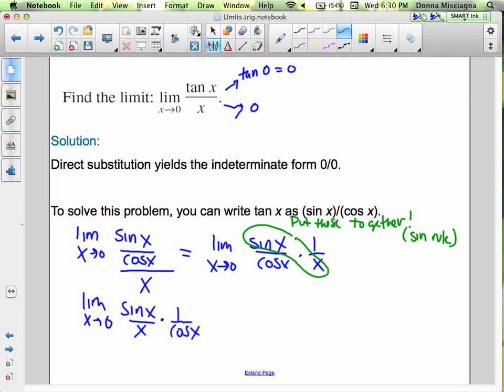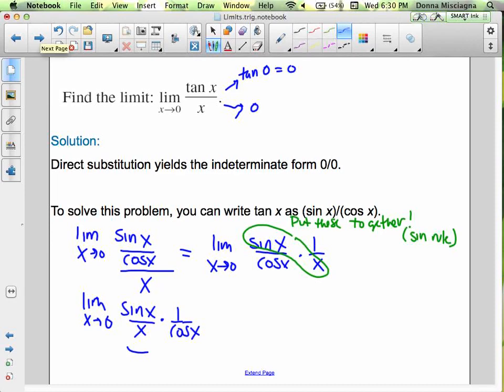Have we changed our expression in any way? Other than the look of it, we have not changed anything. We still have sine x times 1 in the numerator. We still have x times cosine x in the denominator. The order you multiply in doesn't matter whatsoever, right? Multiplication is commutative. Now we can use the sine rule, right?